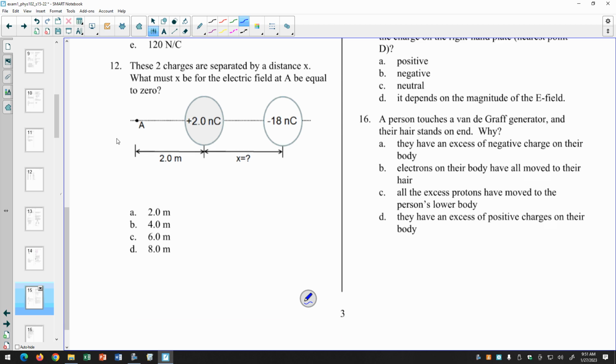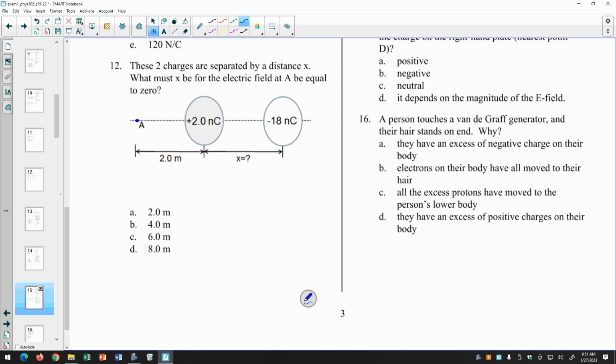Oh, let's do one like this. Is this... oh, this is not a conceptual. Oh, we'll do it anyway. So let's look at number 12, and then we'll look at the other kinds. Here I want to know what must x be for the electric field at A to be equal to 0. This is probably one of the most difficult questions on this exam.